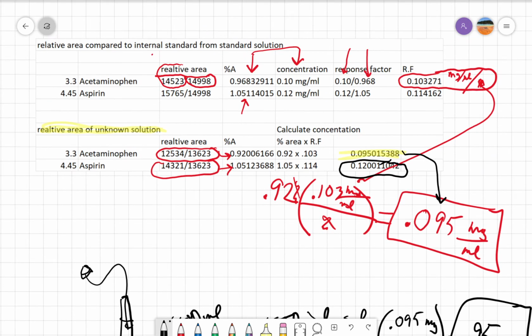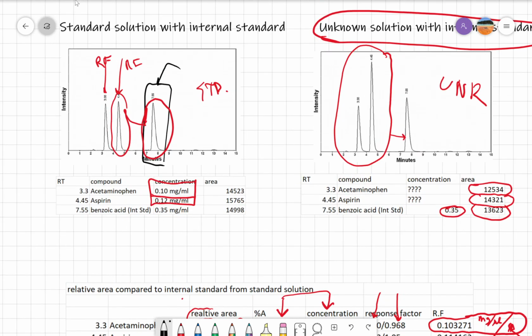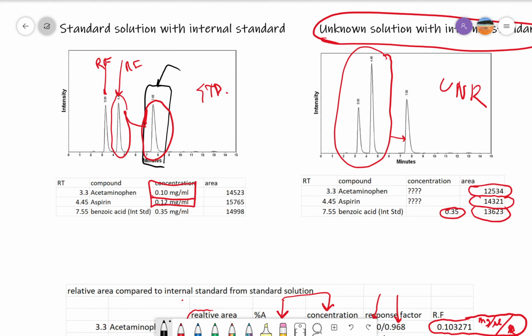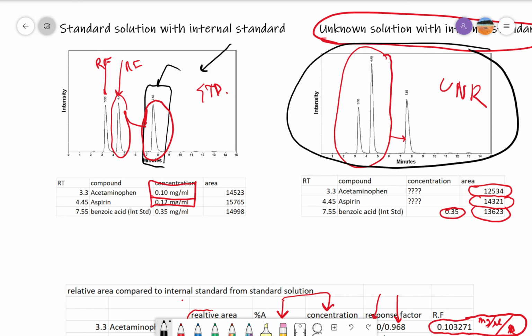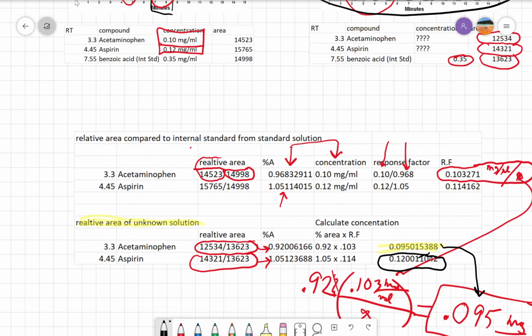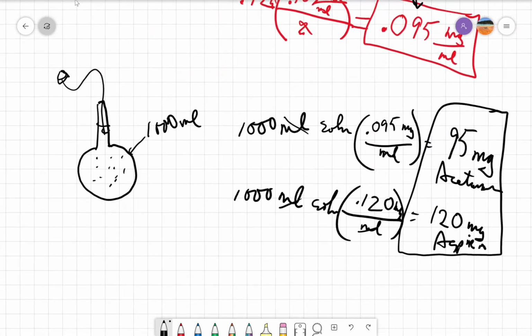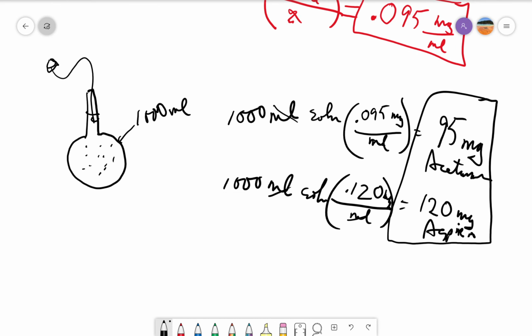Therefore, using a standard chromatogram, which gives us the response factors, and a chromatogram of an unknown mixture, we could calculate that the tablet contained 95 milligrams of acetaminophen and 120 milligrams of the aspirin.